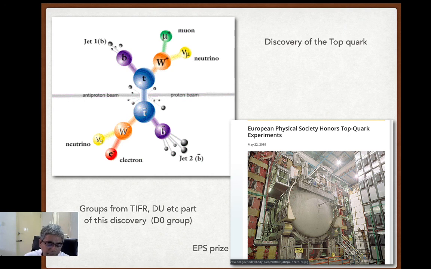Again, it is a process in which there is one particular jet, which is called a B jet, and then the other one would be decaying into W and a muon and a neutrino. So the top is pair produced, top anti-top is pair produced, and the top quark decays into a B quark and a W boson, and the W boson decays into a muon and a neutrino. So you look for two B jets and two muons. Right now you may not understand all the details of this one, but these are the final states you look at in the collider. This one recently won the EPS prize for one of the fundamental discoveries actually.